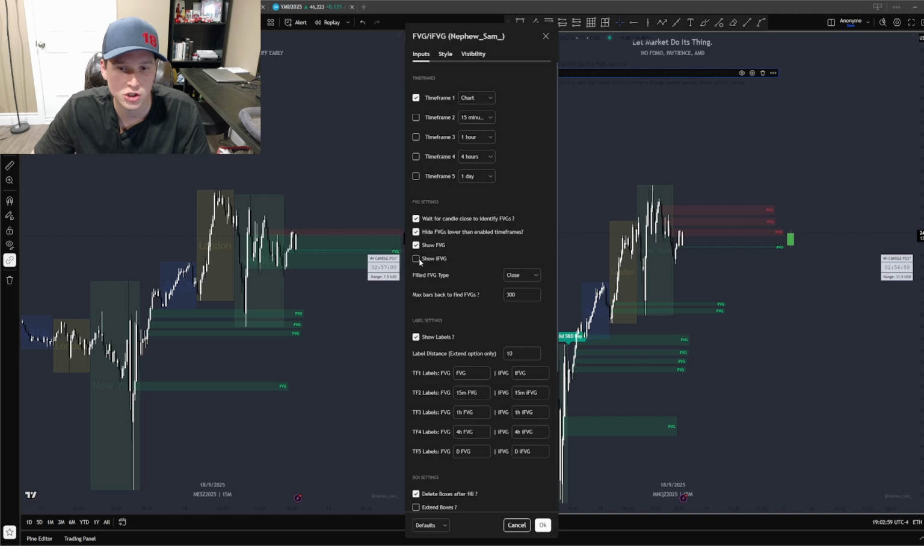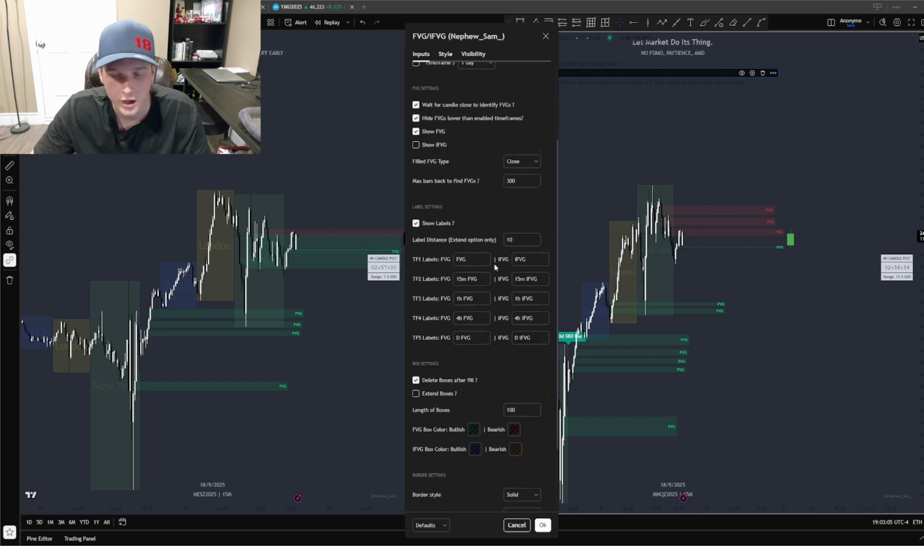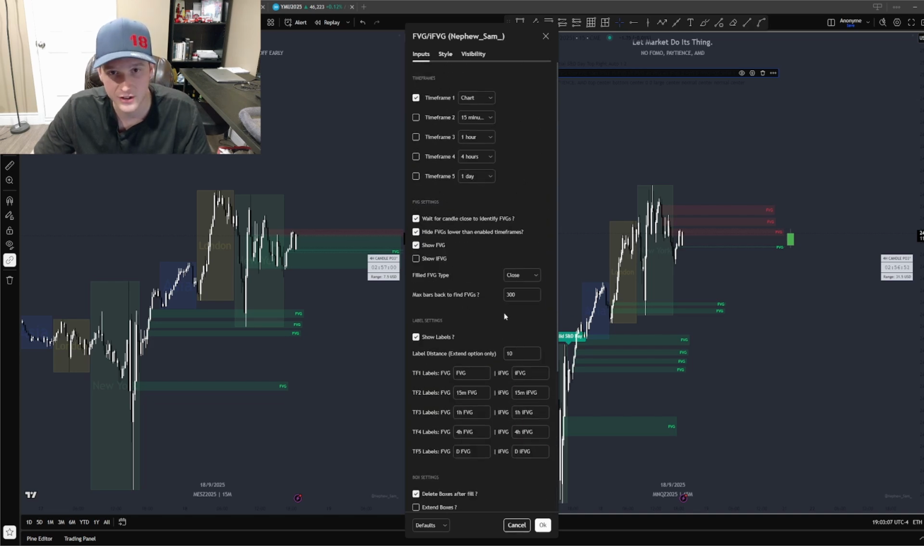I don't like having it show inverse fair value gaps. I can see when something inverses a fair value gap, that's fine. I just like to see where the fair value gaps are, very clearly, and have them drawn out for me without me having to actually go do it. It's just kind of a quality of life thing.